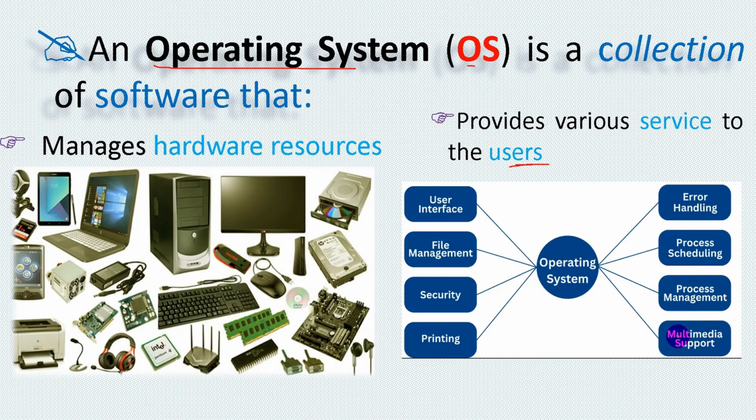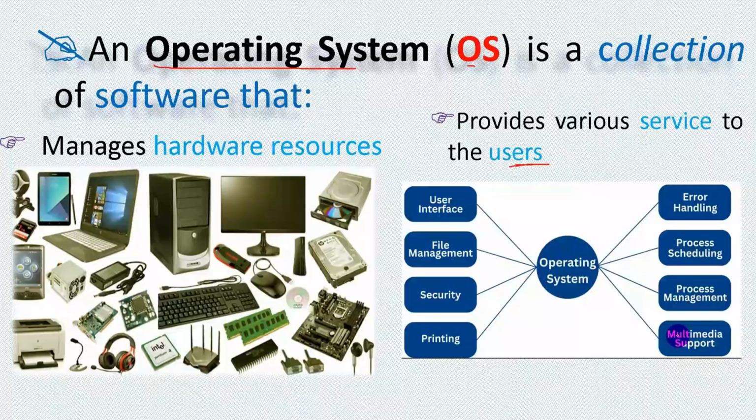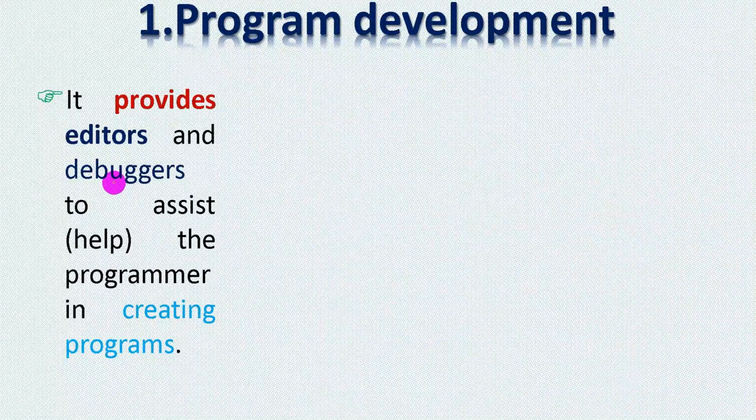The basic services or tasks of operating system we categorize into 9 categories. The first service of operating system, program development. Program development means creating application programs or websites by the programmer. In order to develop a program, the programmer needs a debugger and editor. For instance, in order to write C++ programs, we need a code editor such as Code Blocks, Dev, Sublime Text or Visual Studio. It provides an editor and a debugger.